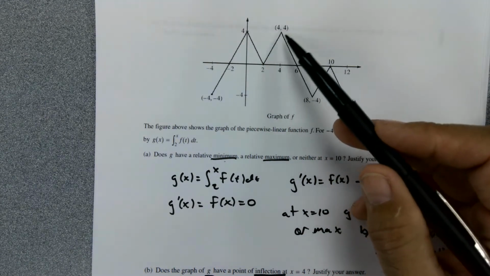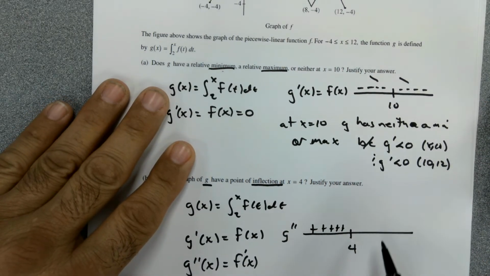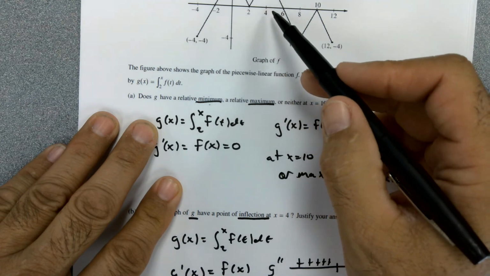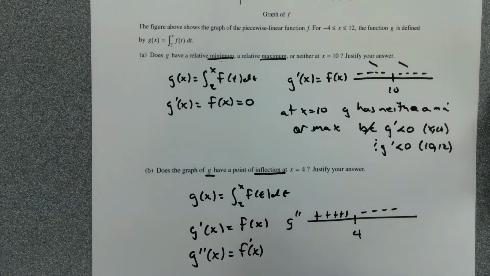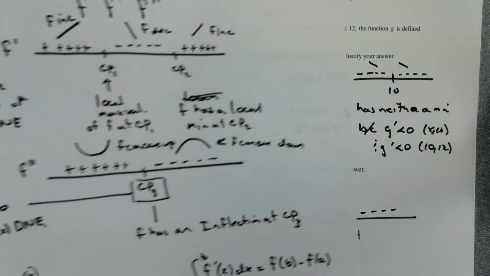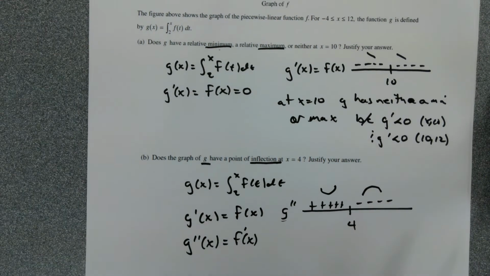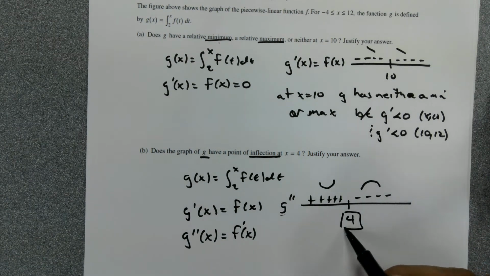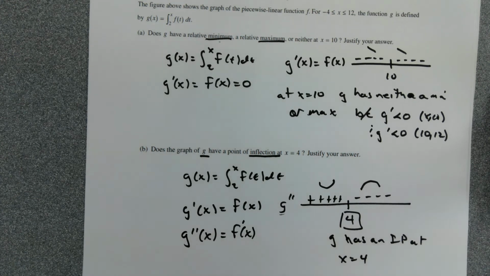The slopes from 2 to 4 are positive, and the slopes from 4 to 6 are negative. Since we're dealing with the second derivative, it's concave up here and concave down here. So that means g has an inflection point at x equals 4.